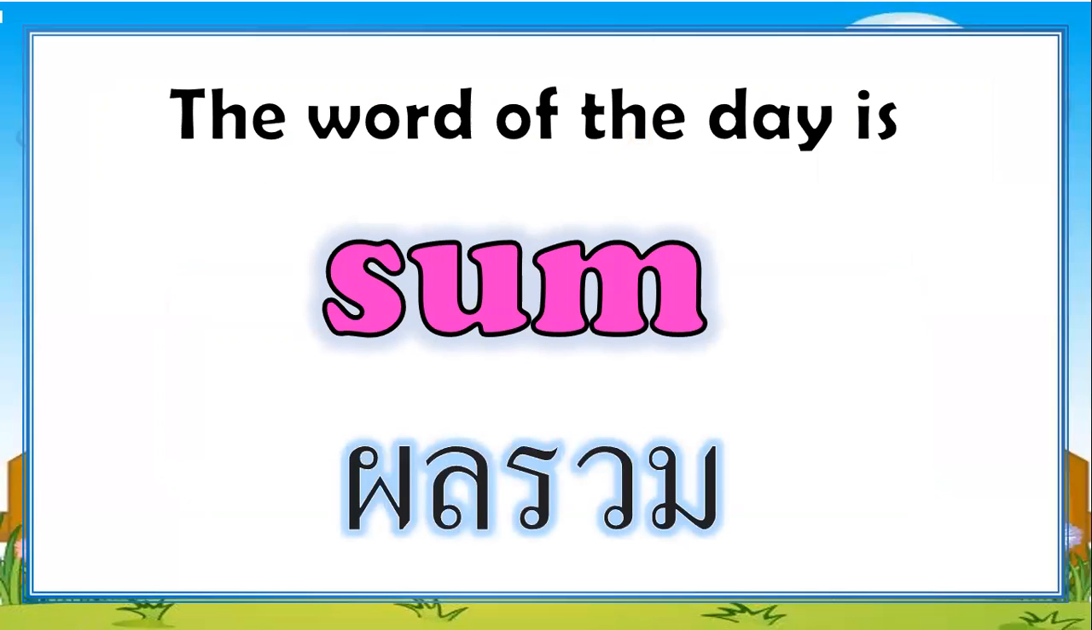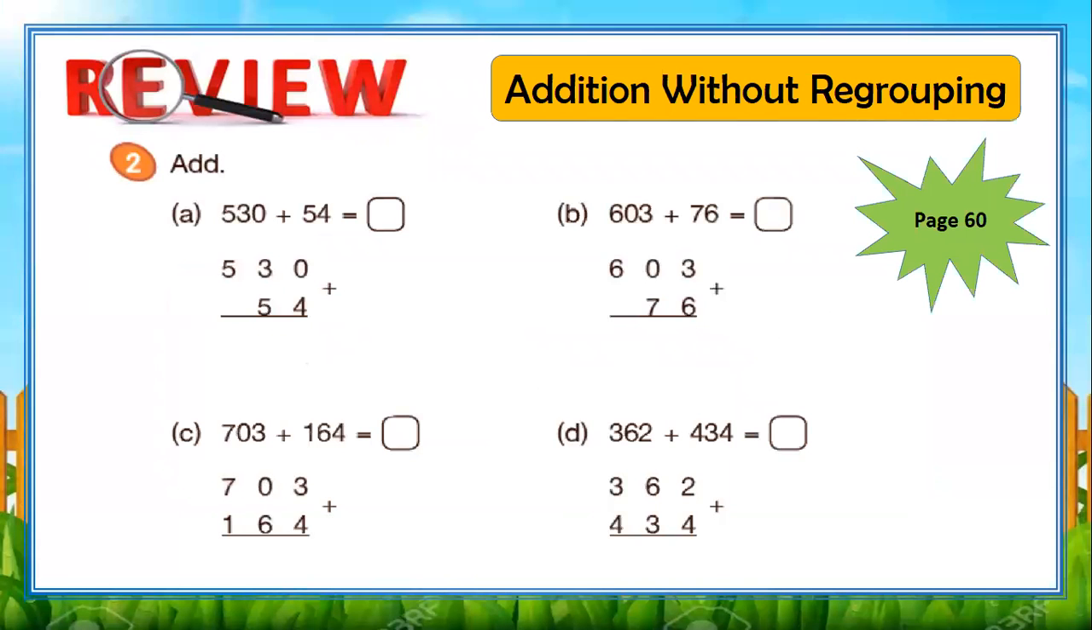Very good. Last time we studied addition without regrouping. So now let us have a short review. For letter A, 530 plus 54 is equal to? Very good. Letter B, 603 plus 76 is equal to? That's right.